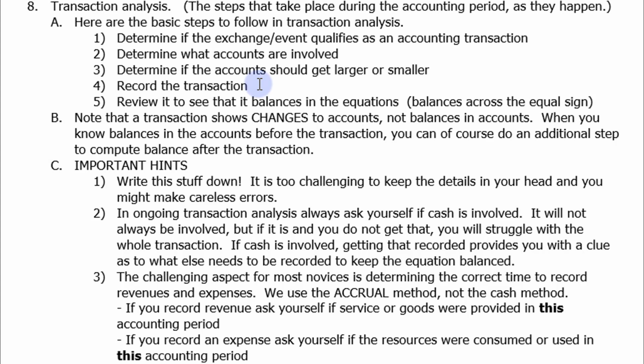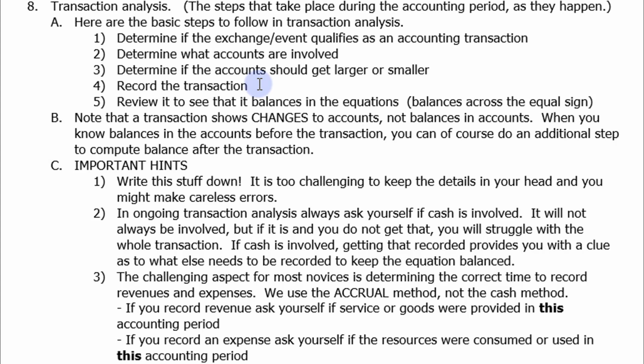So it's very difficult actually to keep all of that in your mind. Just get in the habit of writing everything out. And then the real advantage of writing it out is that you can do step 5. Review your transaction to make sure it balances across the equation. Is the net increase or decrease under assets equal to the net increase or decrease under liabilities and equity?